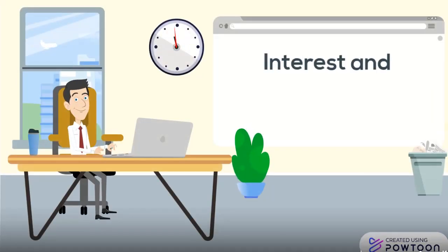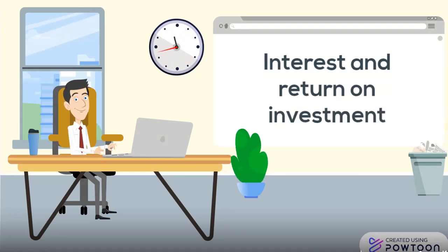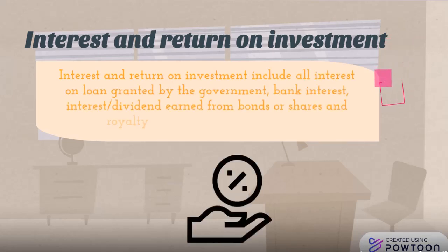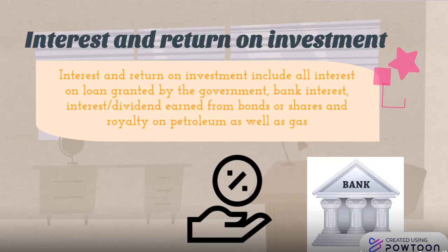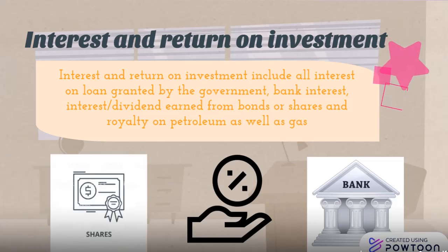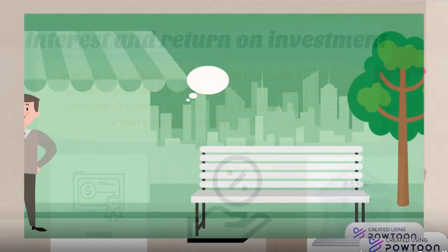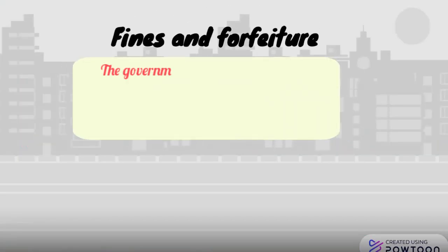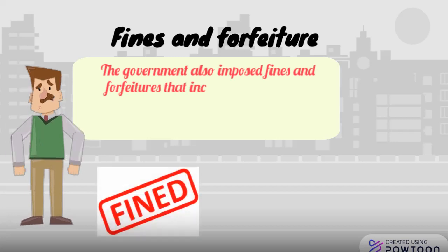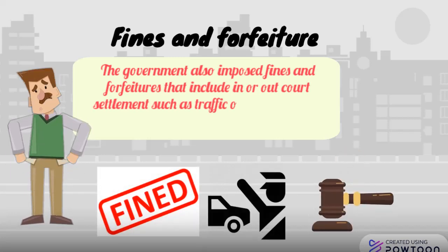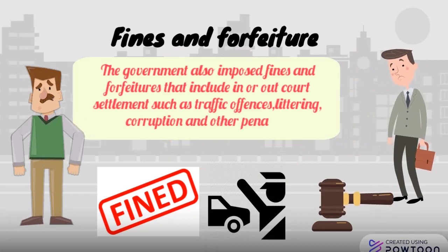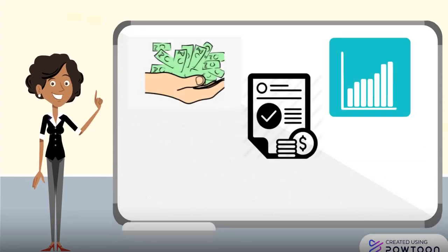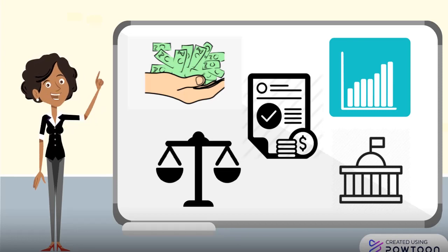Next, we move on to interest and return on investment. Interest and return on investment include all interest on loans granted by the government, interest or dividends earned from bonds or shares, and royalty on petroleum as well as gas. Lastly, we look at fines and forfeiture. The government also imposes fines and forfeiture that include in or out of court settlements such as traffic offences, littering, corruption, and other penalties. We can conclude that this non-tax revenue is important to improve public financing as well as balancing the collecting sources of government revenue.